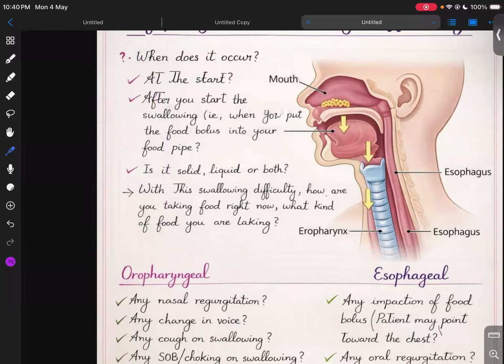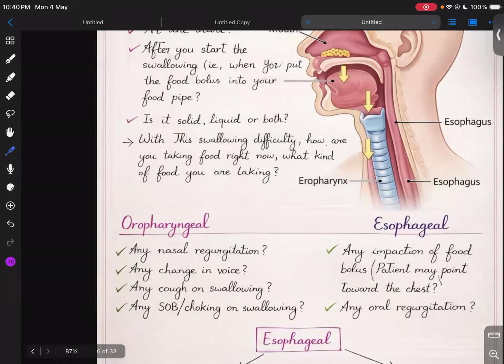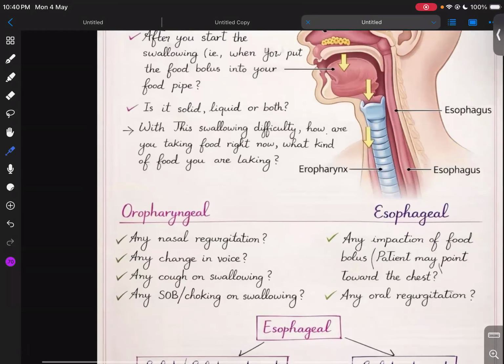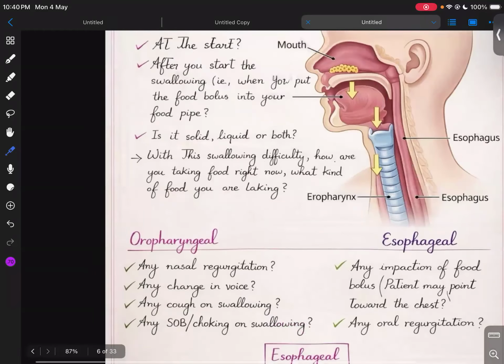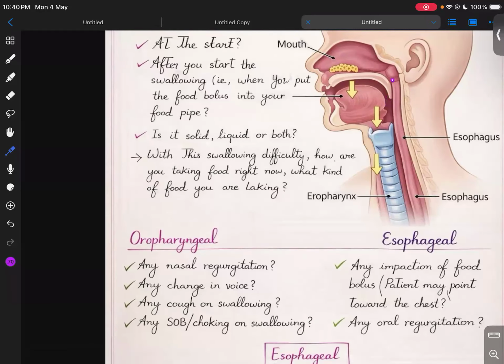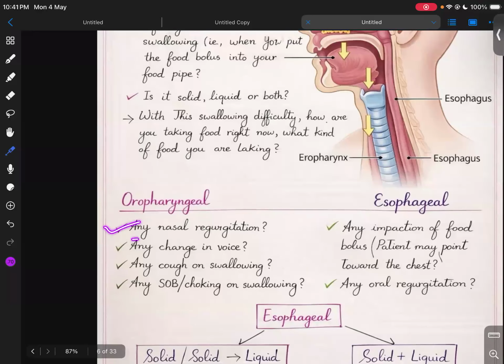Suppose from the history, we have got that this is starting at the start. So this dysphagia is occurring at the start. So this is a case of oropharyngeal dysphagia. Right after that, we have to ask some supporting questions of oropharyngeal dysphagia. We have already discussed how oropharyngeal dysphagia can present with nasal regurgitation. So we have to ask the question of nasal regurgitation without using any jargon.